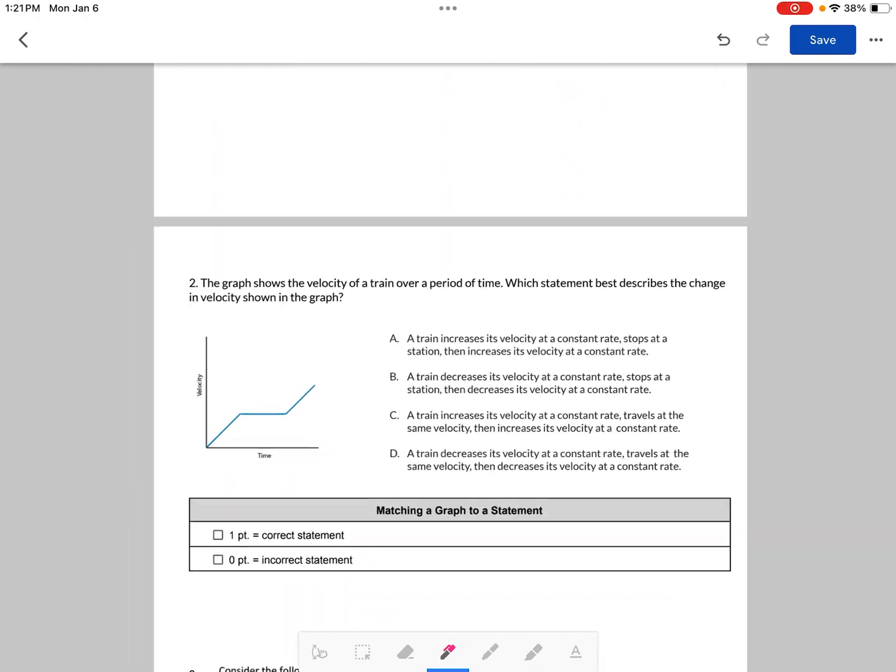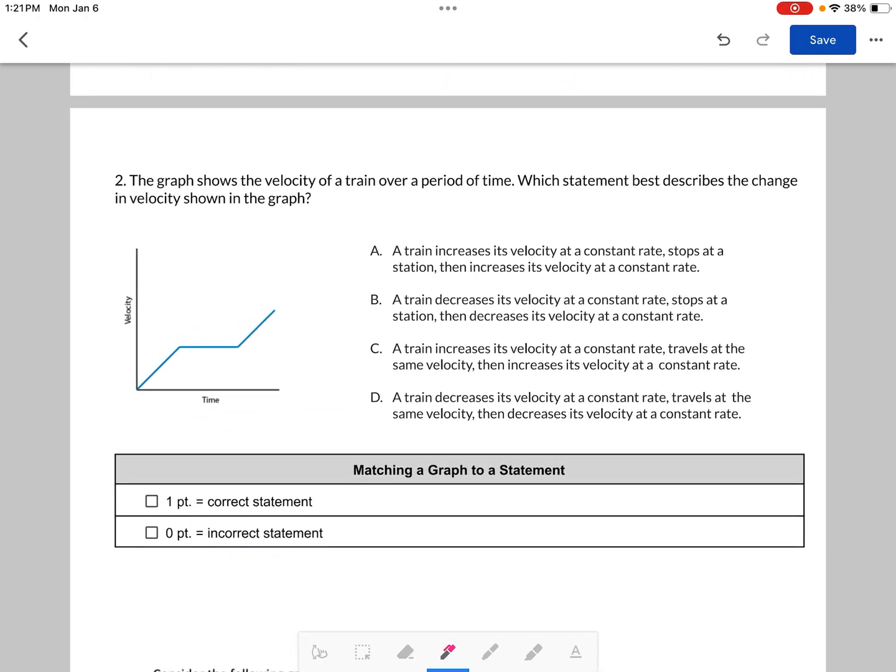Looking at number 2, it says the graph shows the velocity of a train over a period of time. Which statement best describes the change in velocity shown in the graph? A says a train increases its velocity at a constant rate, stops at a station, and then increases its velocity at a constant rate. Okay, A is not a possibility. If we were to stop here, this would go straight down to 0.